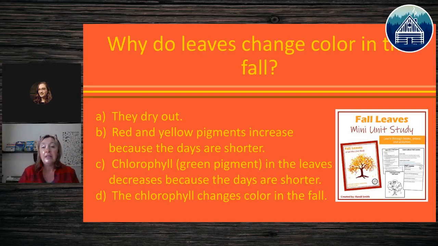And then fall leaves is our next topic. So who knows why leaves change color in the fall? What causes them to change color? Is it just because they dry out? Is it that the red and yellow pigments, which are just the chemicals that give the leaf color, increase when the days are shorter? Is it the chlorophyll, which is the green pigment, decreases when the days are shorter? Or is it that the chlorophyll changes color, the actual pigment changes color in the fall? What do you think happens to make the leaves change color?